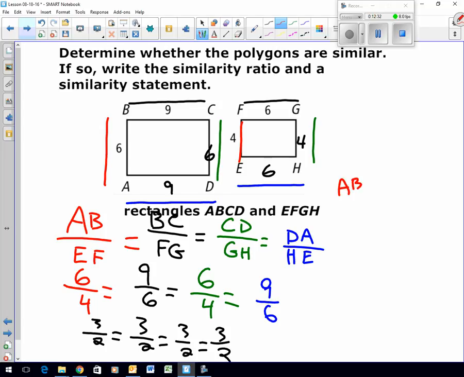Rectangle ABCD. How do I signify something is similar? What do I symbolize it as? Yes, a single squiggly line, which means similar to rectangle EFGH.